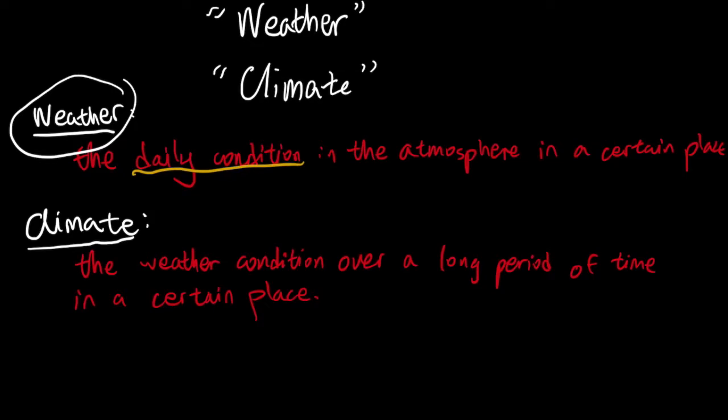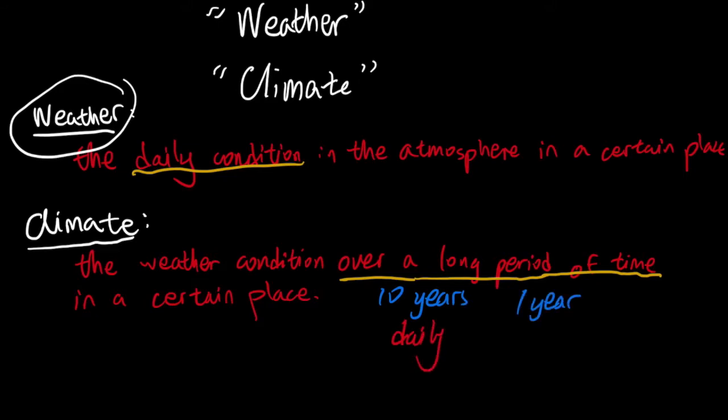So this one is different. It's over a long period of time. It can be 10 years, maybe 1 year, but it can't be daily. So now let's compare them. Weather is a daily condition in the atmosphere in a certain place, and climate is a weather condition over a long period of time in a certain place. You know the meaning of it? Alright. So now we finished the first topic.